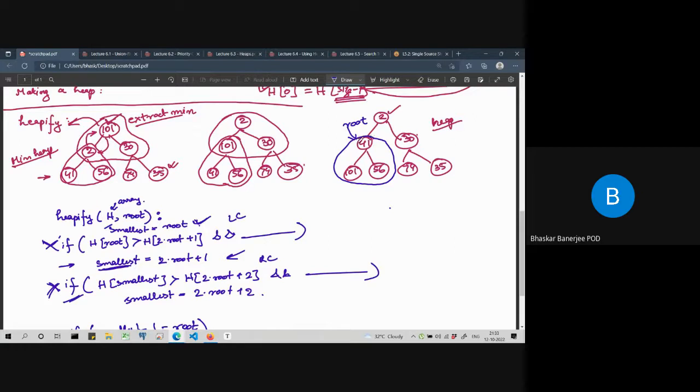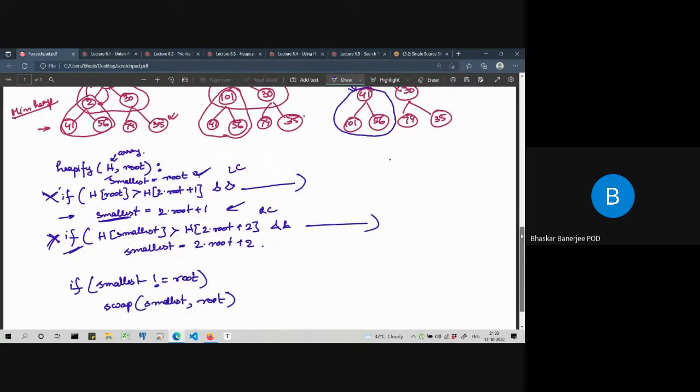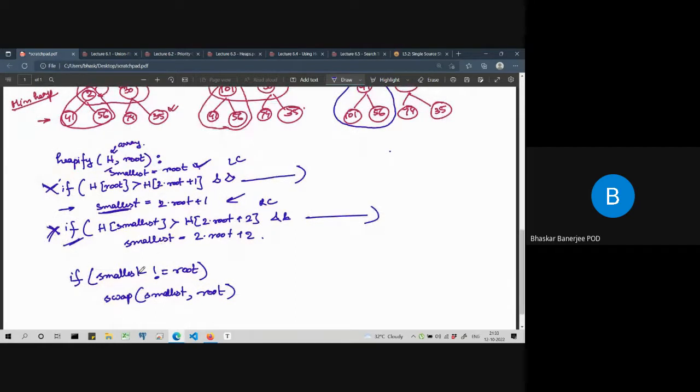I do not have to worry about it. It is not disrupting the heap property. So we have to take care of such situations also. In that kind of situation, I must not swap, because the root is already the smallest one. I would swap whenever one of the children is smaller, and then I would take the smallest child and place it in place of the root.